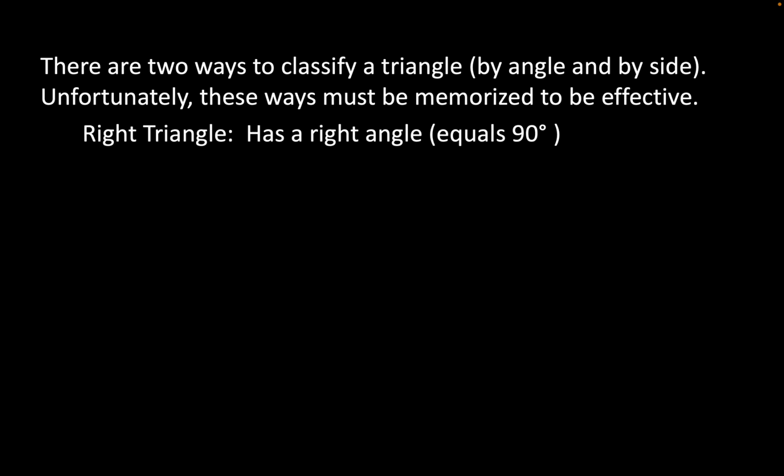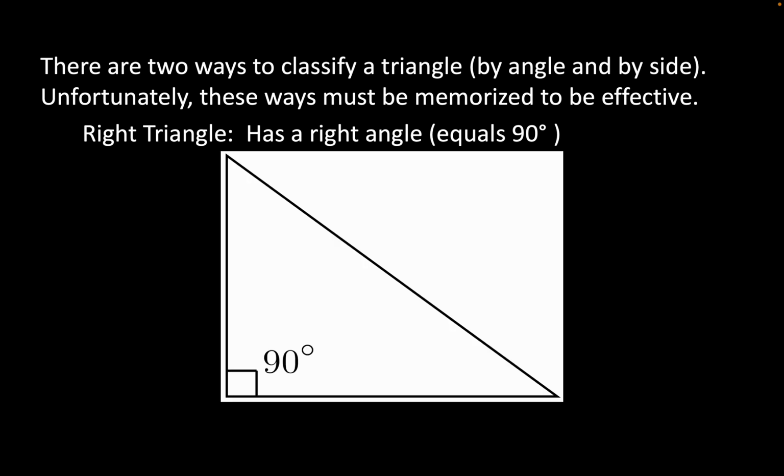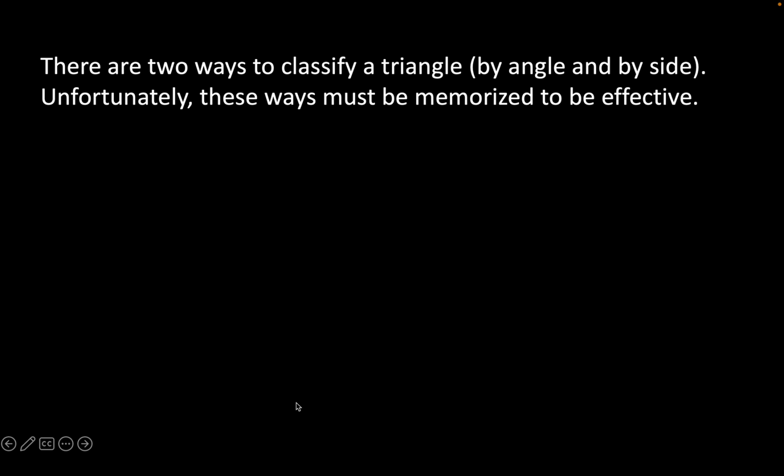A right triangle just has a right angle. So again, if you see an L-shaped angle that is marked as 90 degrees, then it's a right triangle. Again, we don't care what these two are. Those two would be acute, but kind of like the obtuse triangle, once you see a 90-degree angle in there, it makes it a right triangle.